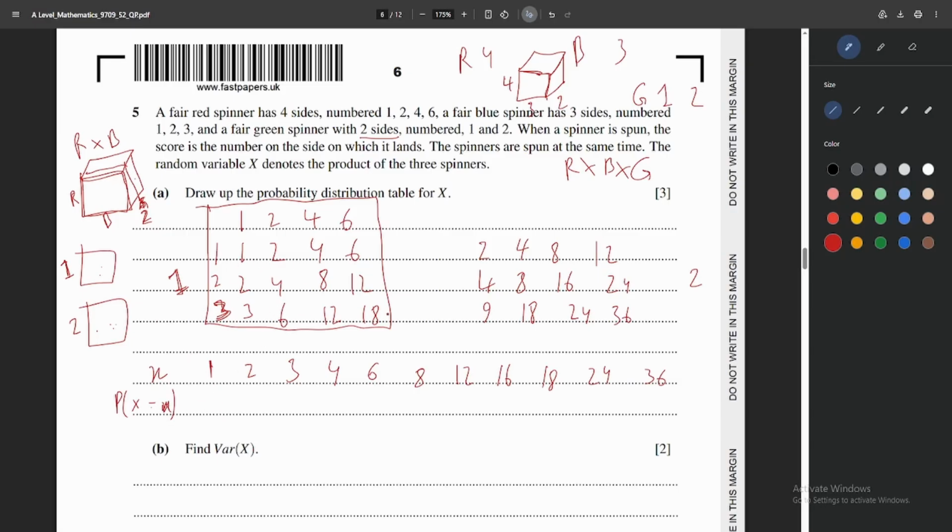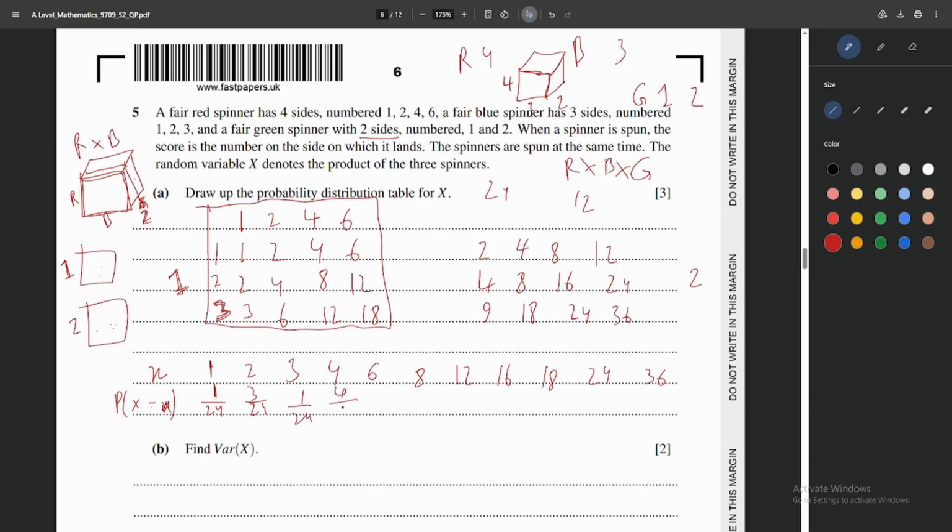So how many possibilities are there? 3 into 4, so that's 12, and 12 into 2 is 24. So there are 24 possibilities, so the probability will be out of 24. How many ways can we get 1? Only one way. How many ways can we get 2? How many 2s do we have? 1, 2, and 3, so 3 2s, and 3 only one way, so 1 by 24.